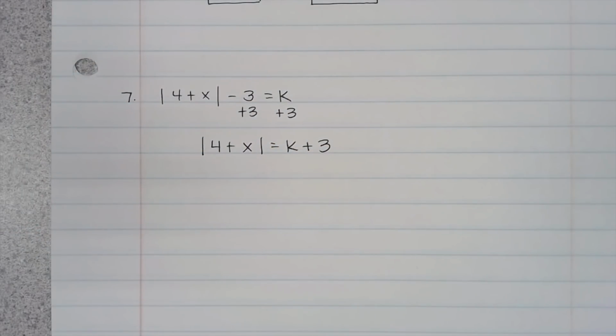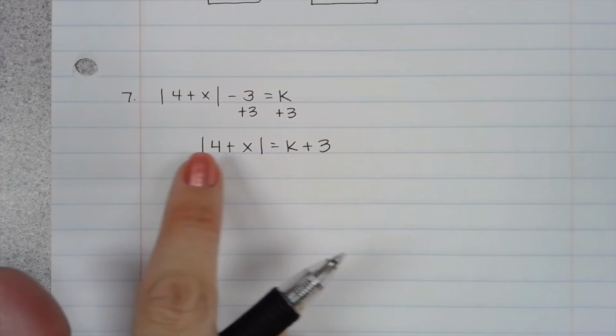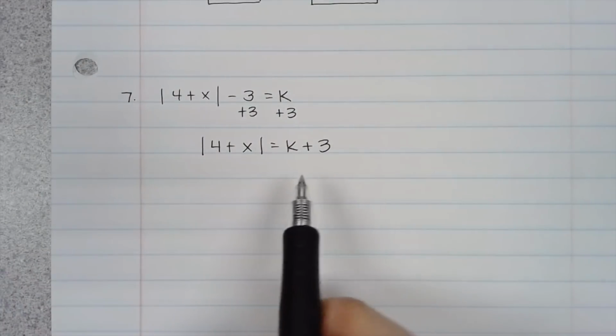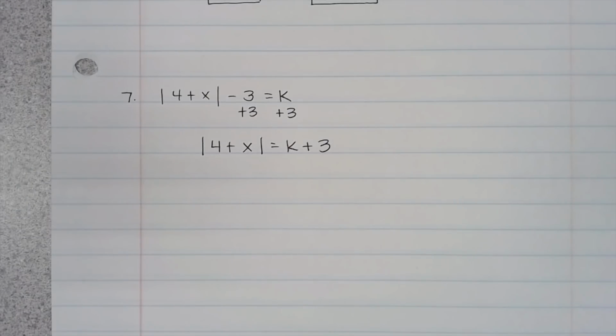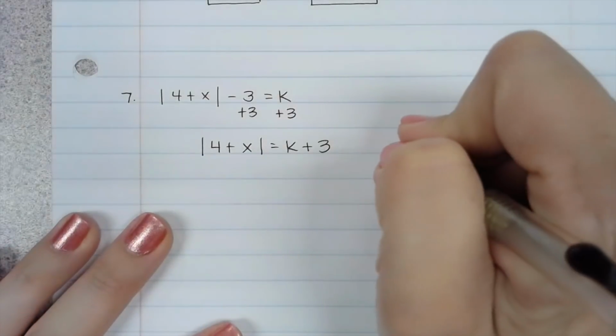And then that's where you want to pause and think about what's happening. The absolute value bars are all by themselves, and they're set equal to this expression k plus 3. And now we have those 3 other numbers for k that we have to think about. But this is a place where you want to stop and think about how absolute value works.